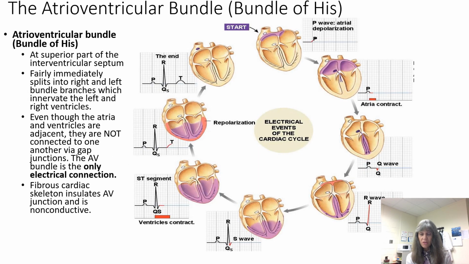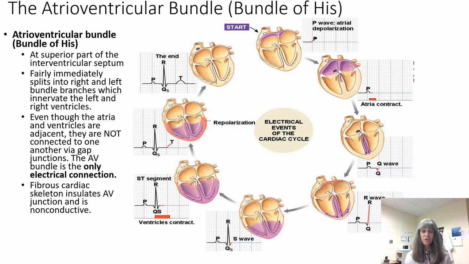After the electrical impulse has gone through the atrioventricular node, it will then travel to the atrioventricular bundle, otherwise known as the bundle of His. This bundle is located at the superiormost portion of the interventricular septum, which is that wall that separates the right and left ventricles. This bundle splits fairly immediately into right and left bundle branches, which will innervate the right and left ventricles accordingly.